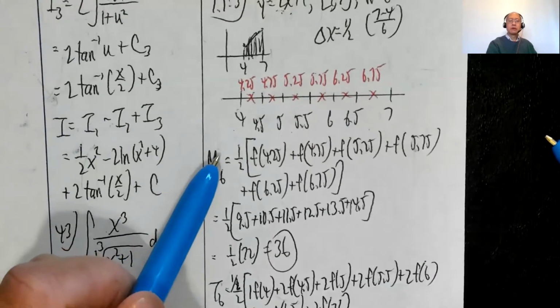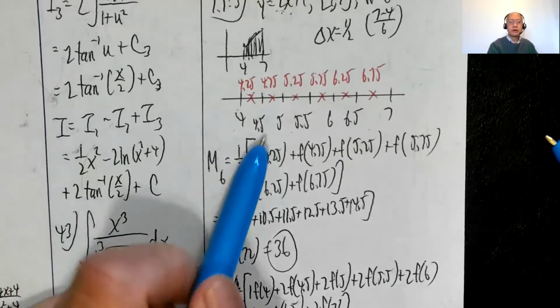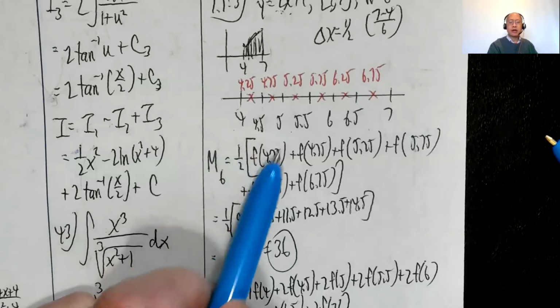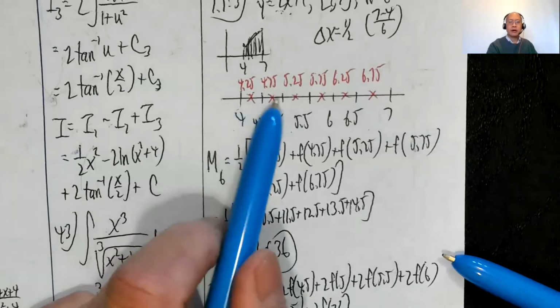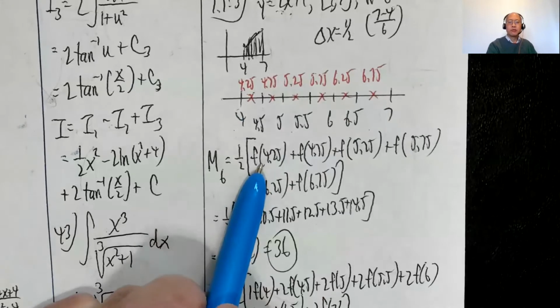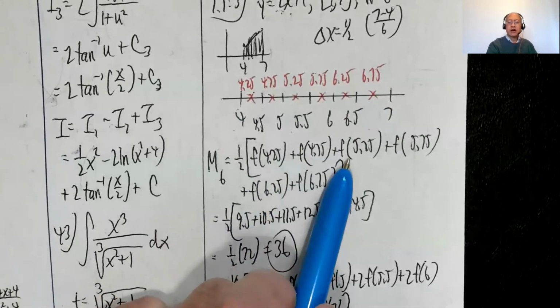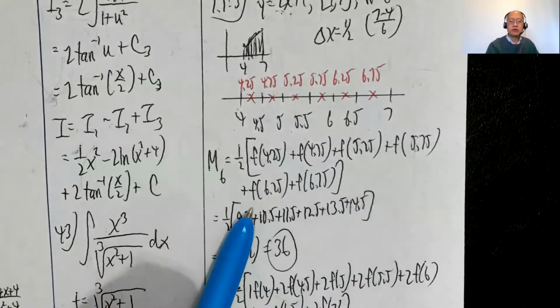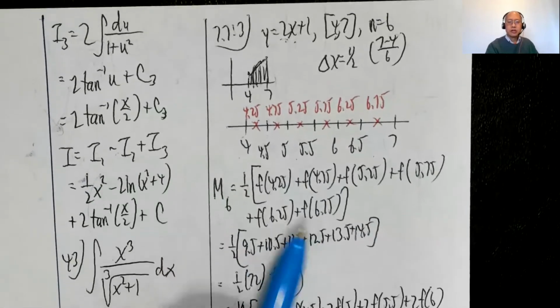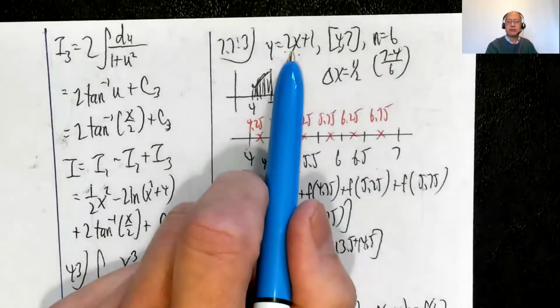All right, midpoint rule. Delta x is 1/2. And you don't have to multiply by any coefficient, just the function value at all the midpoints: 4.25, 4.75, 5.25, 5.75, 6.25, 6.75. So you take all of these numbers and plug them into 2x plus 1.